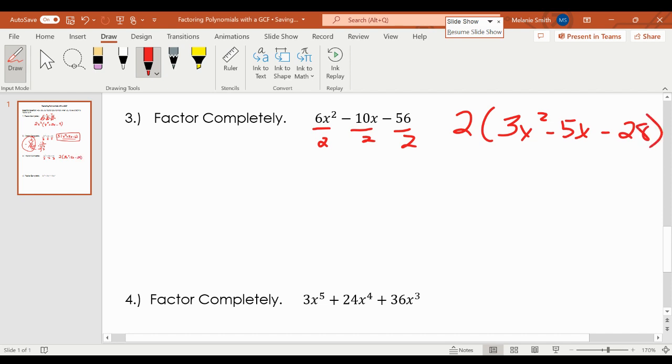Okay, so now I need to see, can I factor these two things? Now I'm going to give you a hint.